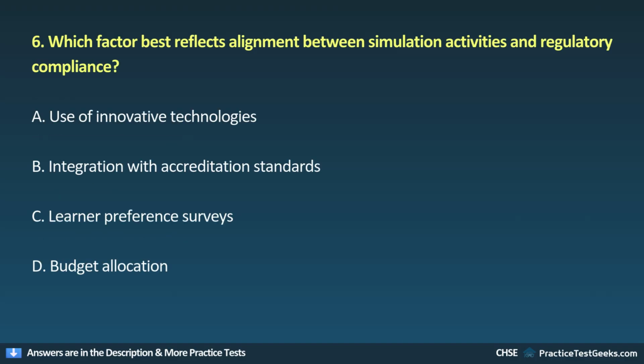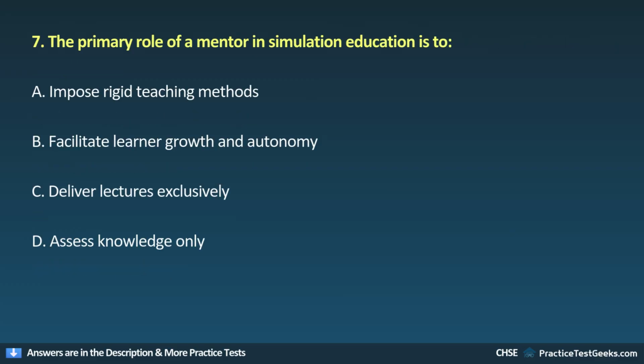6. Which factor best reflects alignment between simulation activities and regulatory compliance? A. Use of innovative technologies. B. Integration with accreditation standards. C. Learner preference surveys. D. Budget allocation.